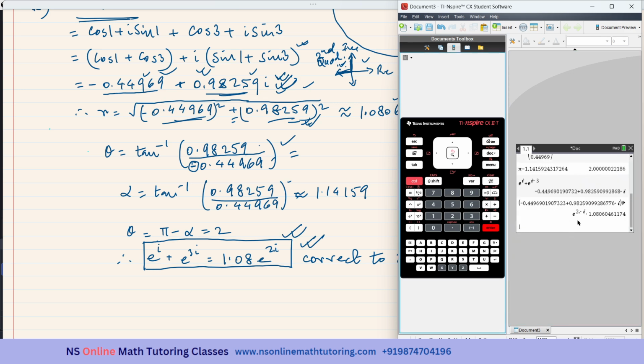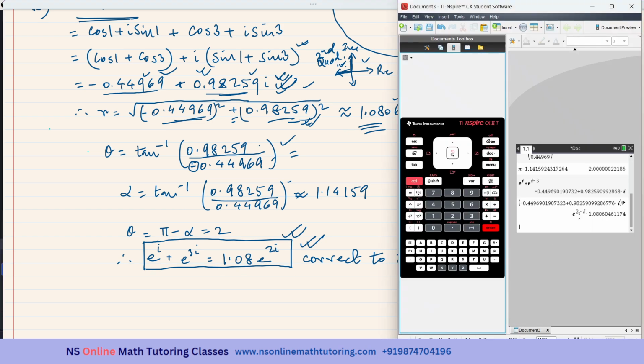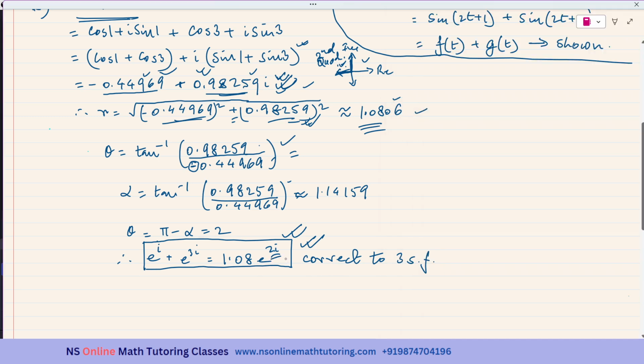Enter. See, 1.0806, this is the r value. Correct to three significant figures, it is 1.08, and it is e to the power of 2i. Directly you are getting this answer.